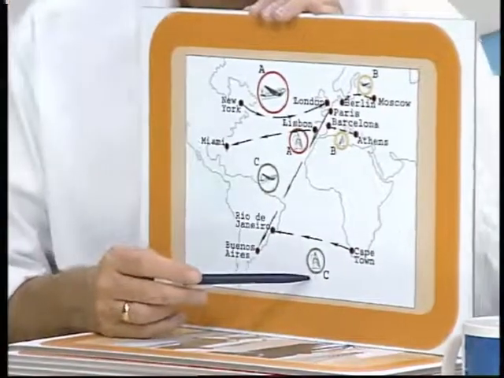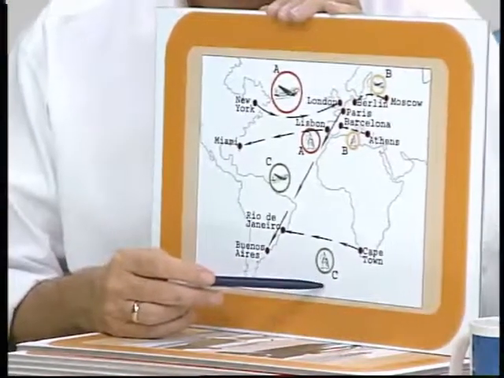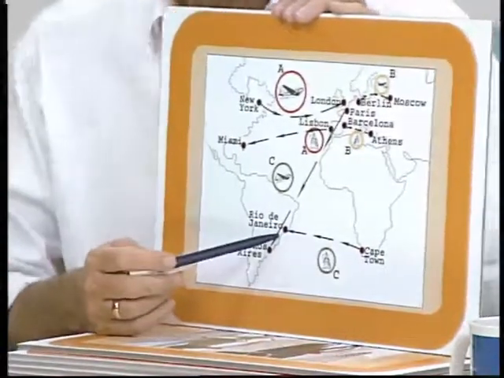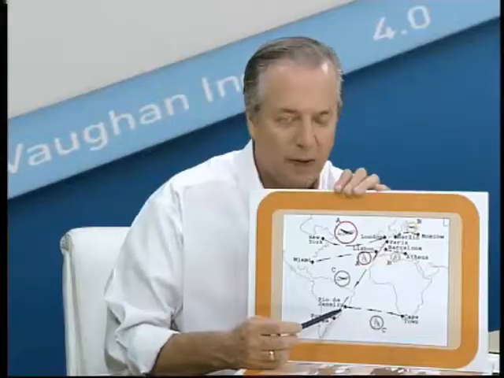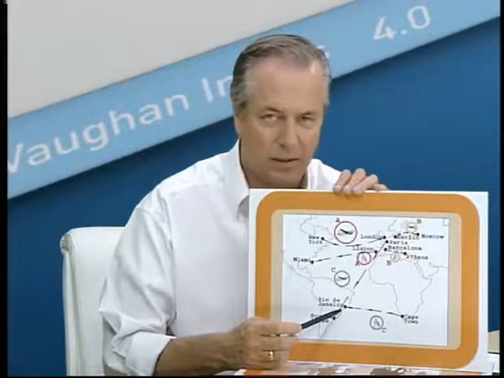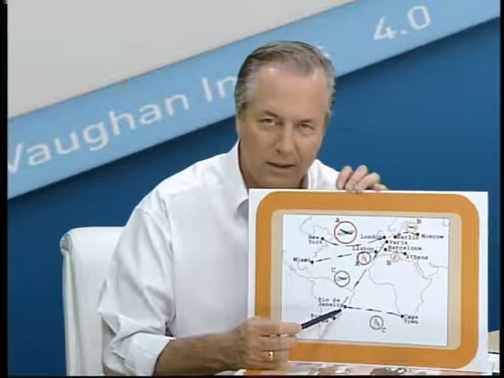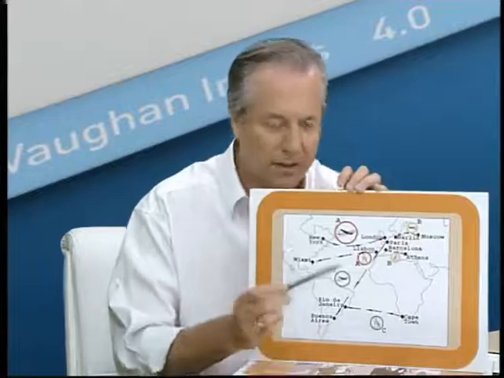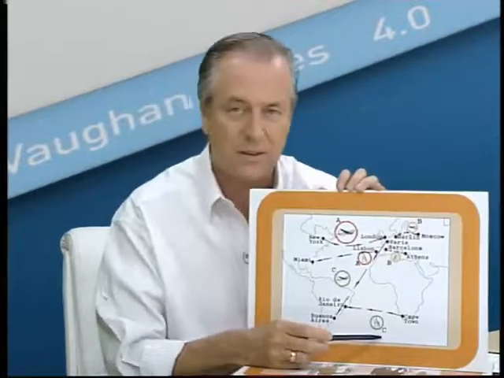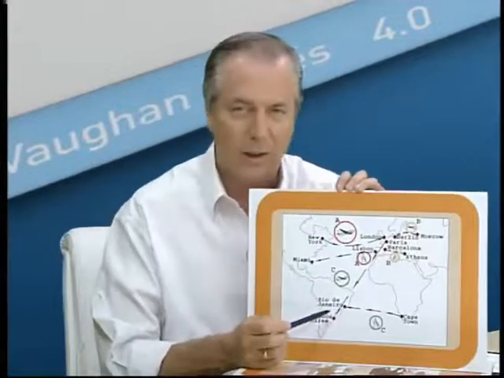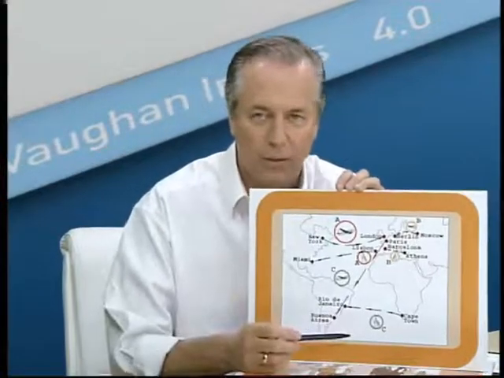Now this is a ship. This is a ship. Ship C. It's going from Cape Town to Rio de Janeiro. From Cape Town to Rio de Janeiro. Cape Town isn't the capital of South Africa. And Rio de Janeiro isn't the capital of Brazil. But this ship, Ship C, is going from Cape Town to Rio, or Rio de Janeiro.